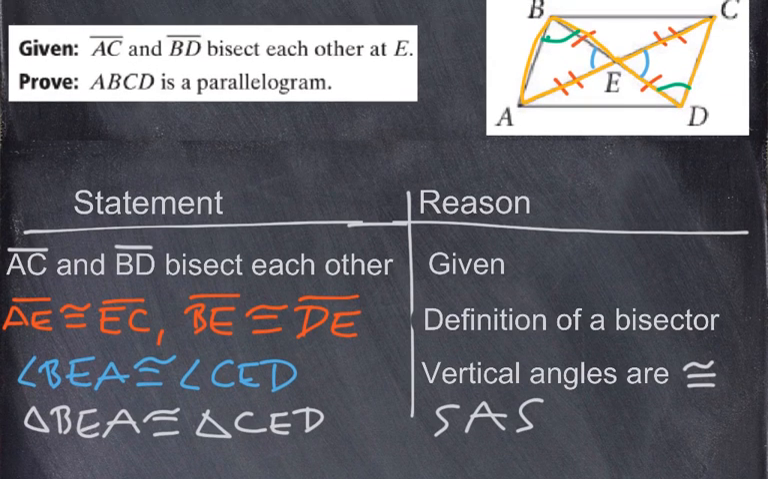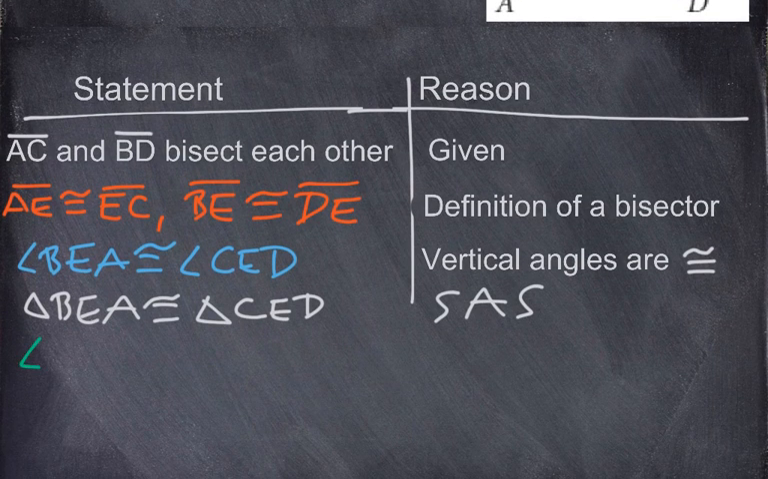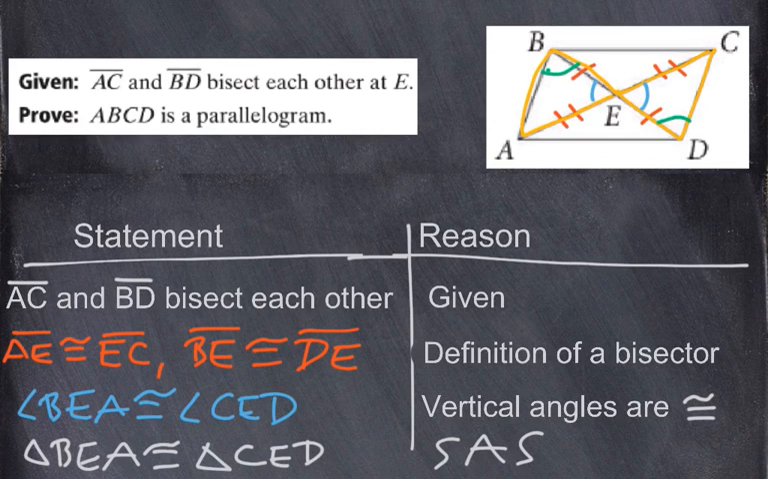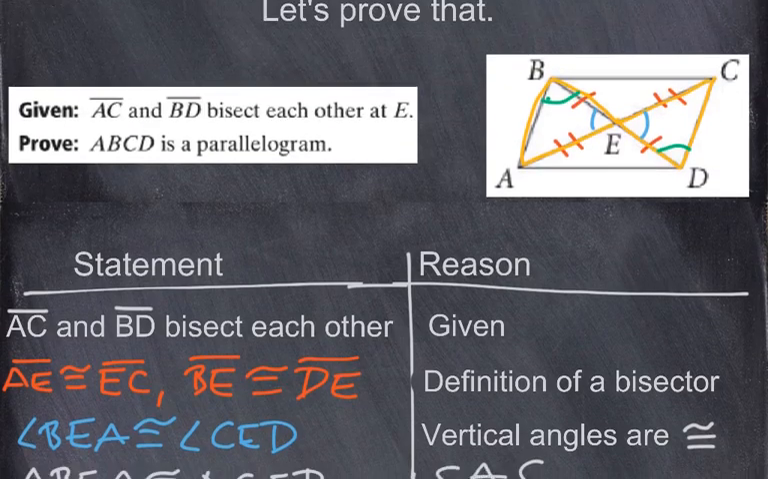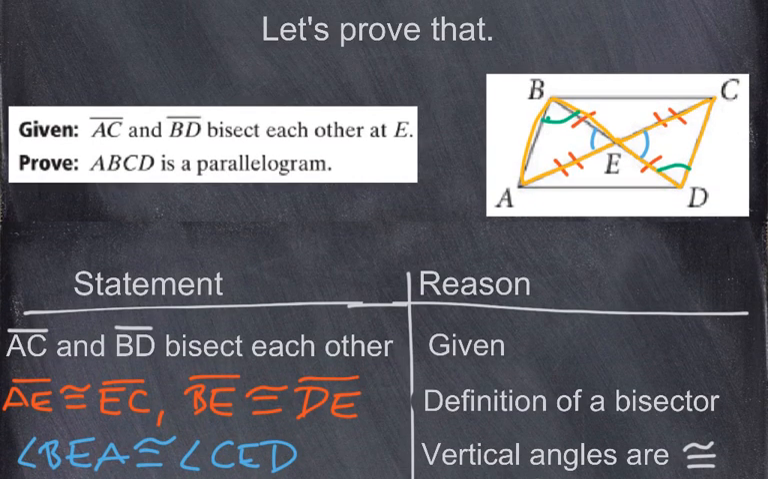So we could say angle ABE is congruent to angle CDE. And again, the reasoning for that is, since we know that the triangles are congruent, we know that corresponding parts of congruent triangles are congruent. So that's one pair of congruent angles.